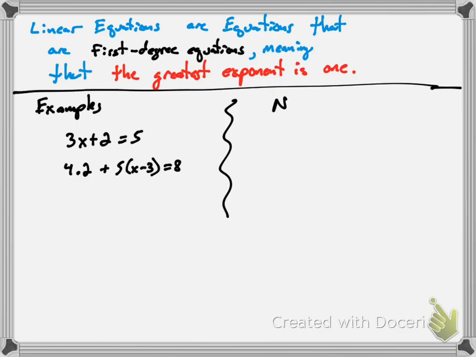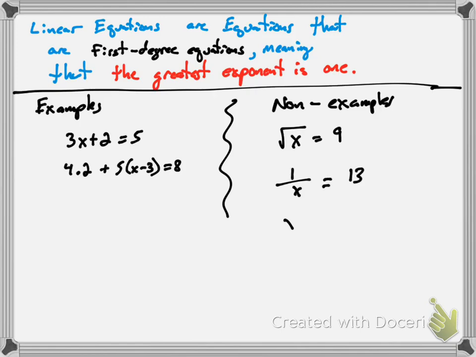The second example, 4.2 plus 5 times the parenthesis x minus 3 parenthesis equals 8. As you can see, there's one variable. The exponent on that variable is 1. Some non-examples.